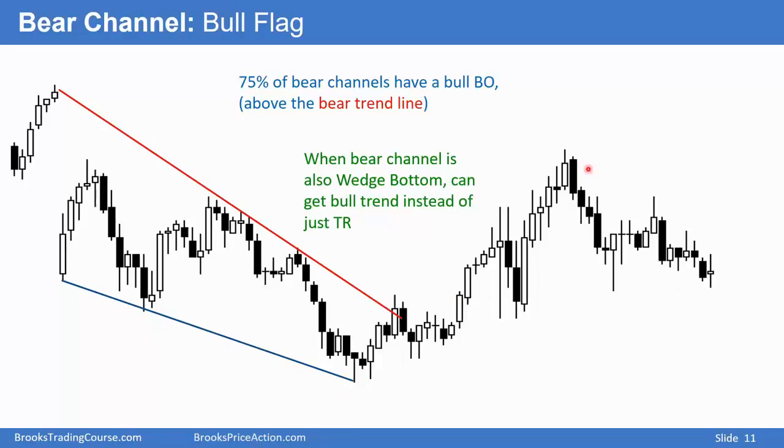Is this a bull trend, or is it simply a bull leg in a trading range? You can call it a bull trend. It went up a lot of bars pretty fast, but you can also call it a bull leg in what became a trading range.